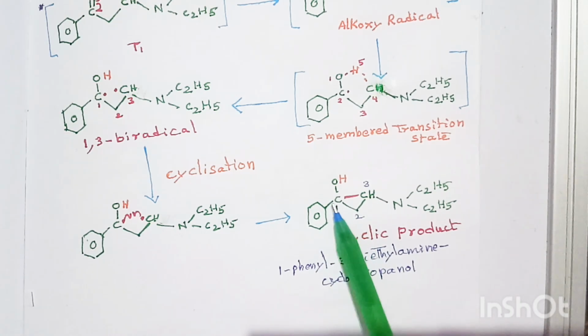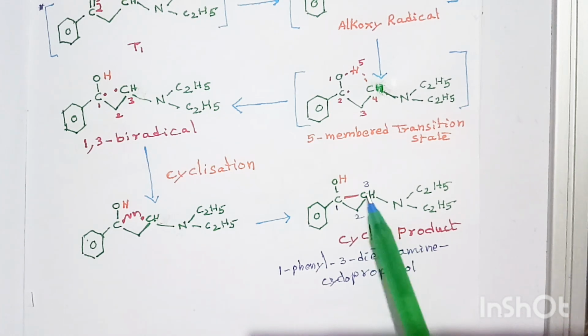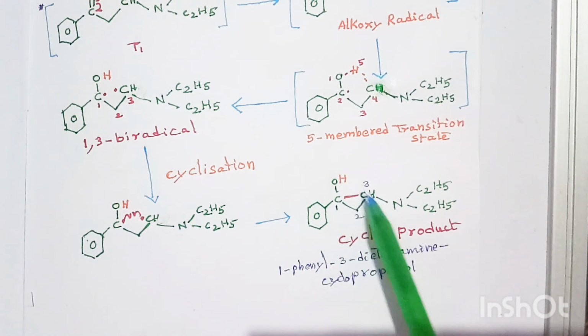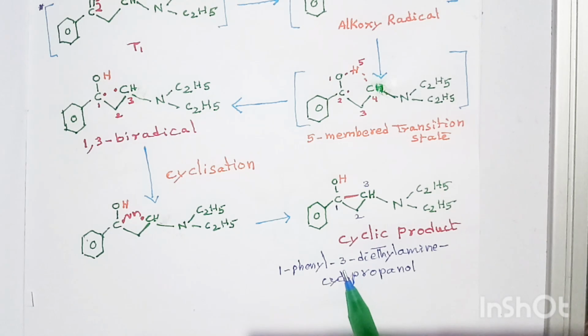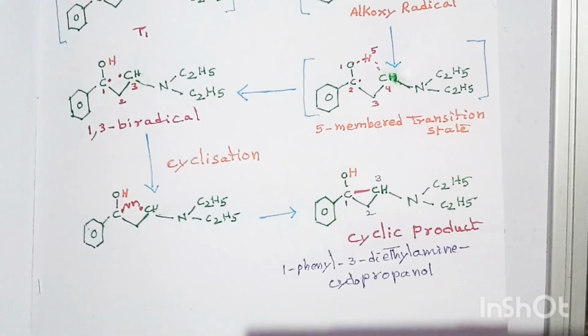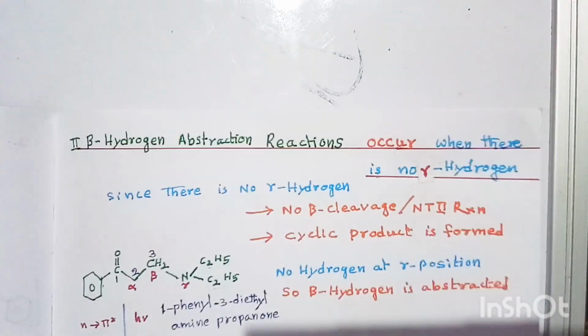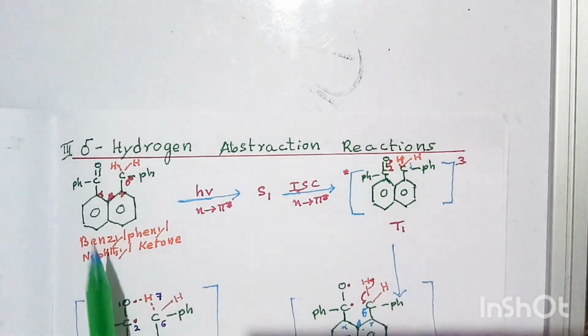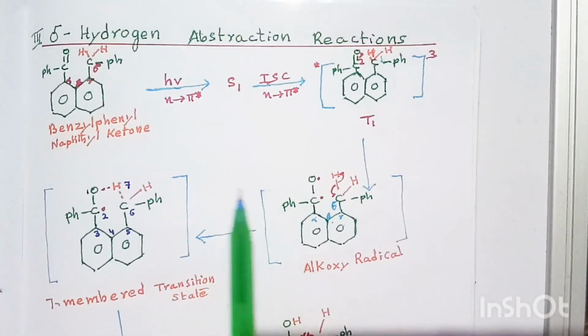1, 2, 3. 3 carbon atoms are present, so it is propane. The ol is because the OH group is present. So it is called 1-phenyl-3-diethylamine cyclopropanol. So in beta hydrogen abstraction reactions we get cyclic product only. Let us consider delta hydrogen abstraction reactions.